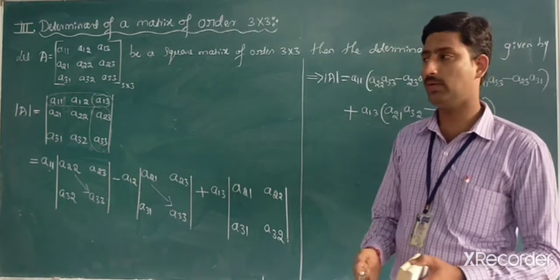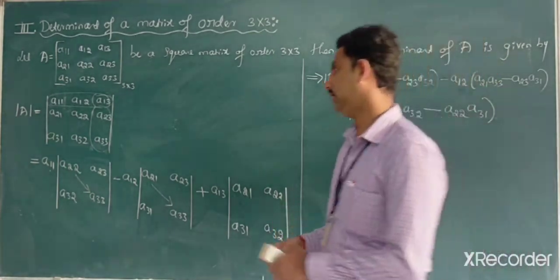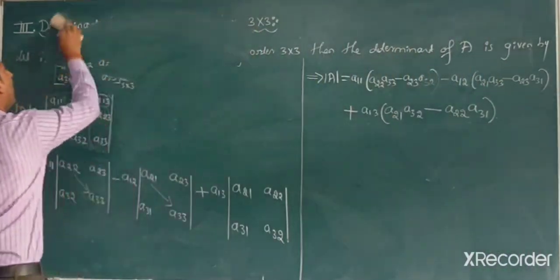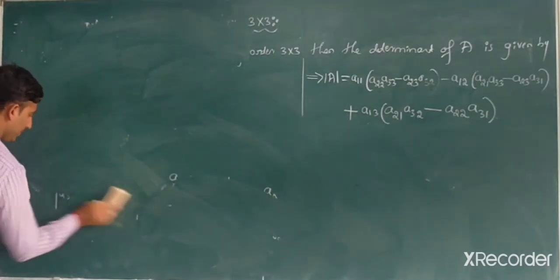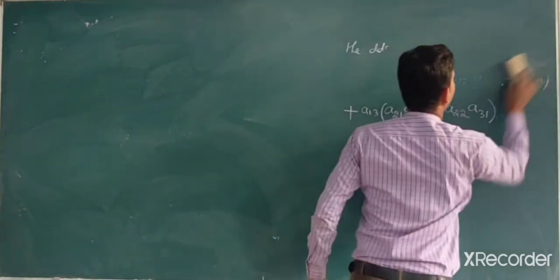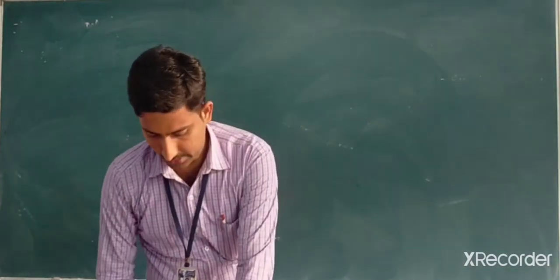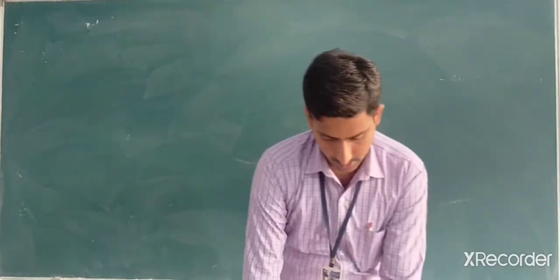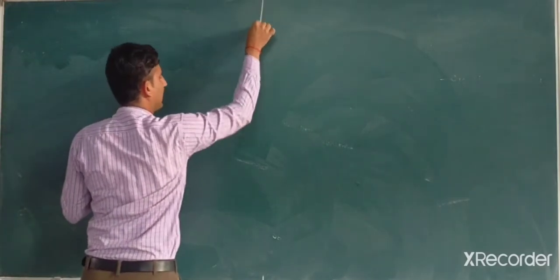I want to solve some problems based on the determinant of a matrix of order 1, 2 and 3. Now mainly we have to focus on the determinant of a matrix of order 2 cross 2 and 3 cross 3, which are very important for your study. I will write some problems, first I will write examples.